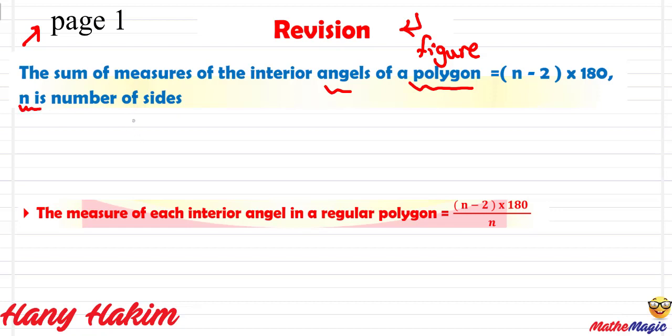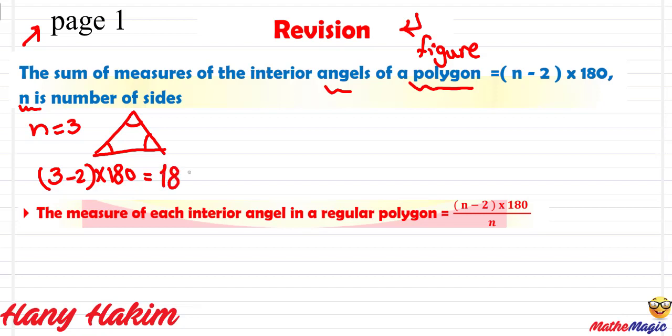Something like, let's remember together, if I am talking about the triangle, that means n equals 3. So the sum of the angles of the triangle equals 3 minus 2 multiplied by 180. So the sum of the measures of the interior angles of the triangle, this will be 180 degrees.